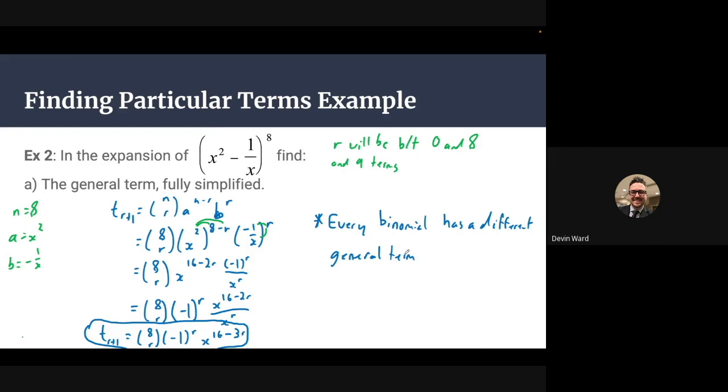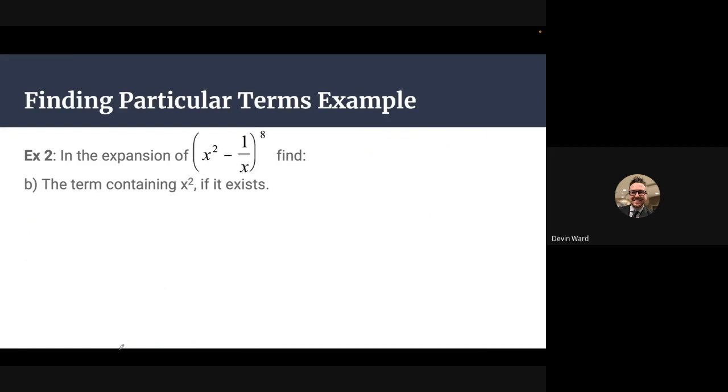Okay. But then once we find the general term for this specific binomial, as an example, for parts B, C, and D, we're just going to use this specific general term for those questions. So we're going to find the term containing x to the power 2, if it exists. That means we're going to have to check.